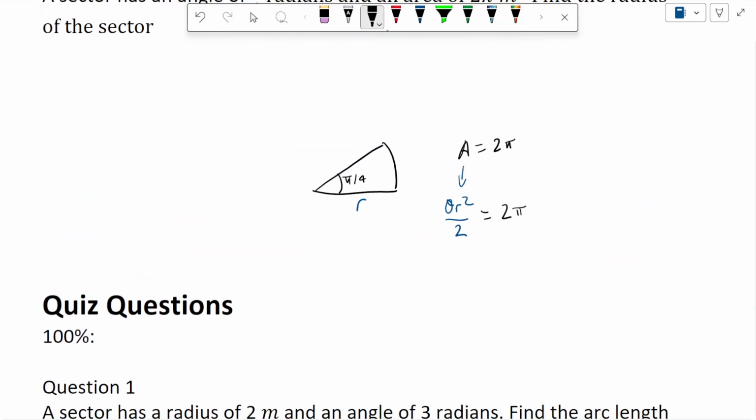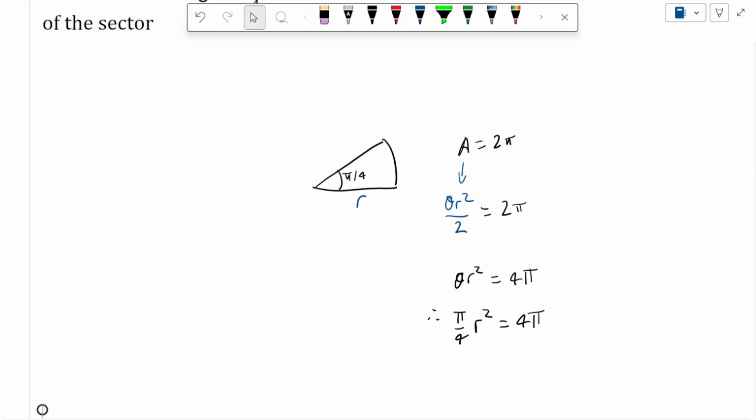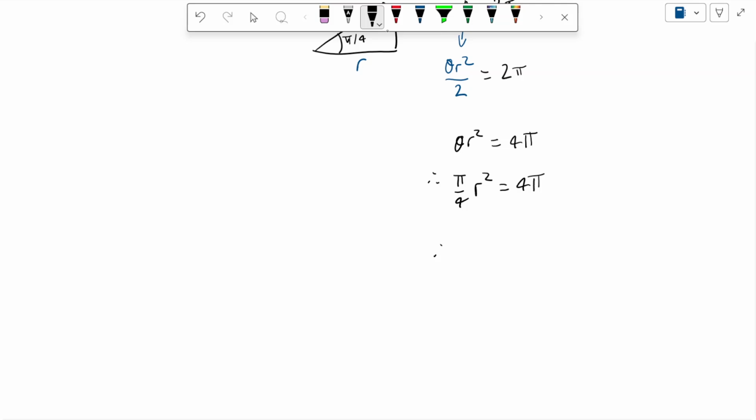Okay, so let's see if we can solve it. Theta was pi over 4. Maybe I'll times by 2 first. So I'm going to get theta r squared is 4 pi. Therefore, pi over 4 is theta. If I times both sides by 4, I'm going to get pi r squared is 16 pi. And you can divide both sides by pi, which will essentially cancel them off. So you get r squared is 16. Therefore, r is plus or minus root 16. So r is plus or minus 4.